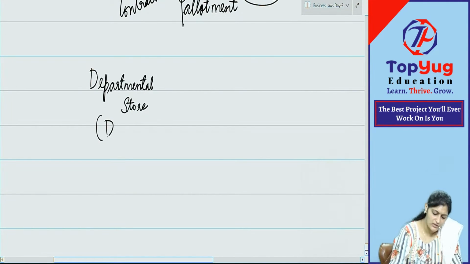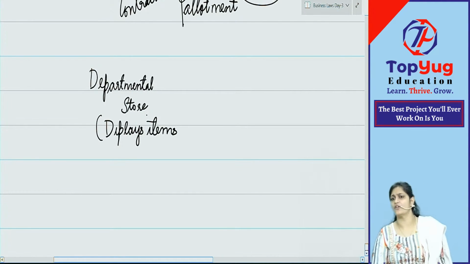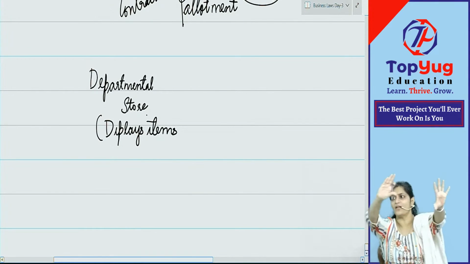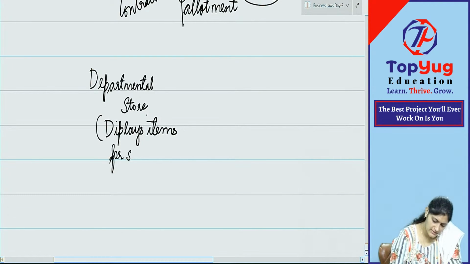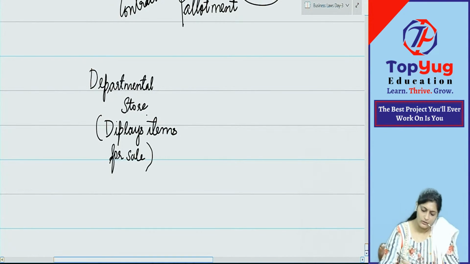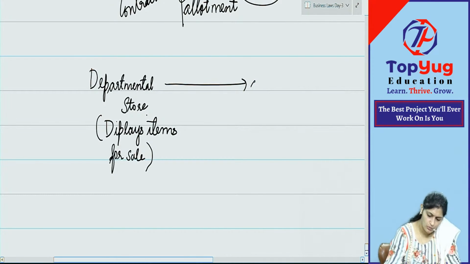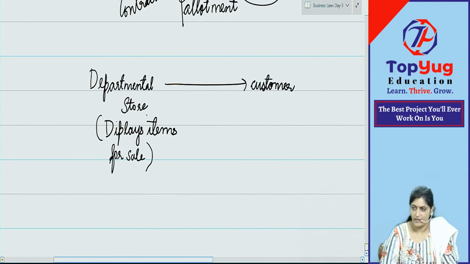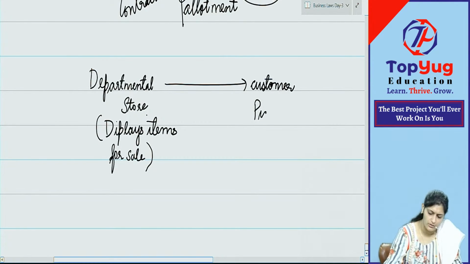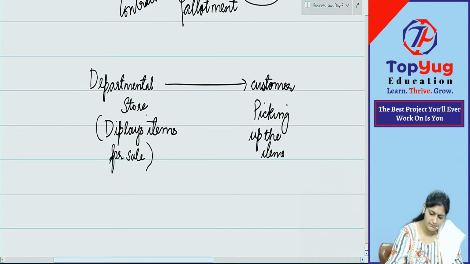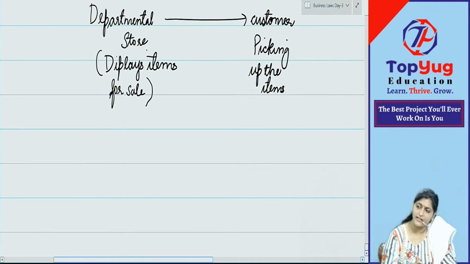This departmental store does what? Displays items for sale. Does it not display? Whenever you go to Ratnadeep or DMart, so many things are kept and displayed. Now there is a customer who is coming to the departmental store to buy. And what is he doing? He is picking up the items, whatever he wants from the store.